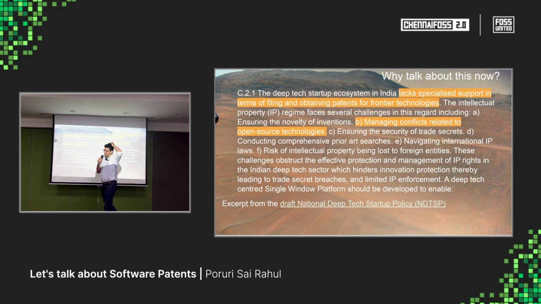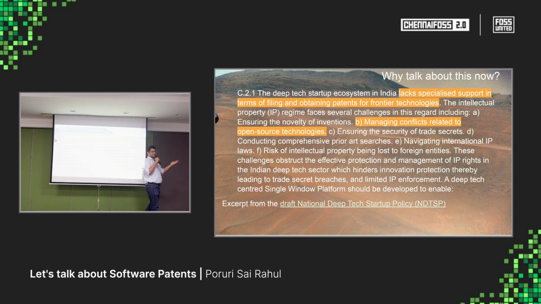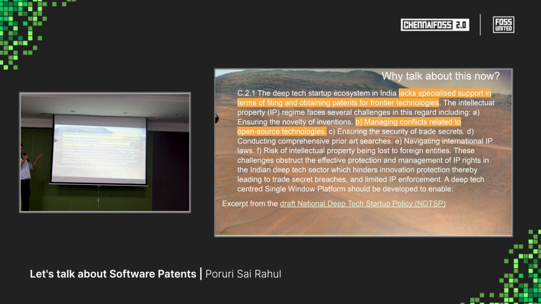Why are we talking about this now? There was a recent draft policy that the principal scientific advisor to the government of India put out, where they want to support the deep tech startup ecosystem in India. It's a good thing, it's a great thing. We want more deep tech startups, we want more products out of India, we don't want to continue being a services economy. But the problem is what they're trying to do in the policy. One of the things they're trying to do is talk about these weird managing conflicts related to open source technologies. I'm not sure who went to them and told them that there are problems that they're experiencing with open source technologies.